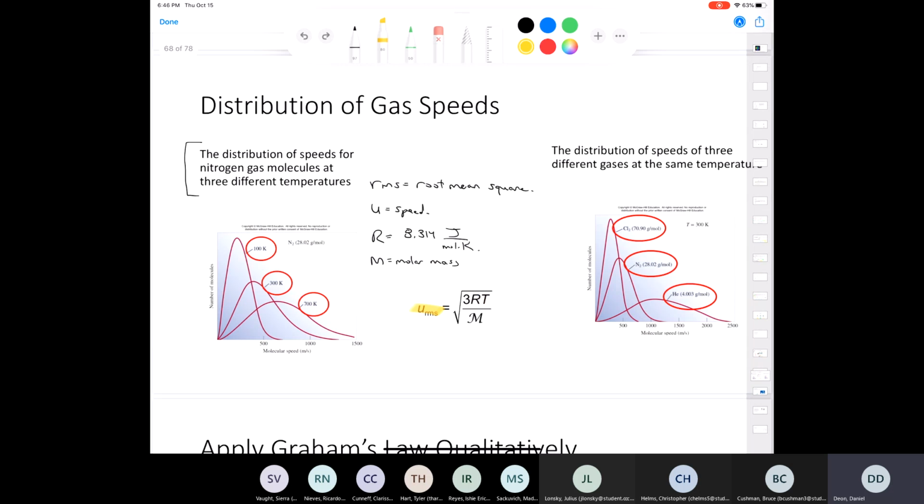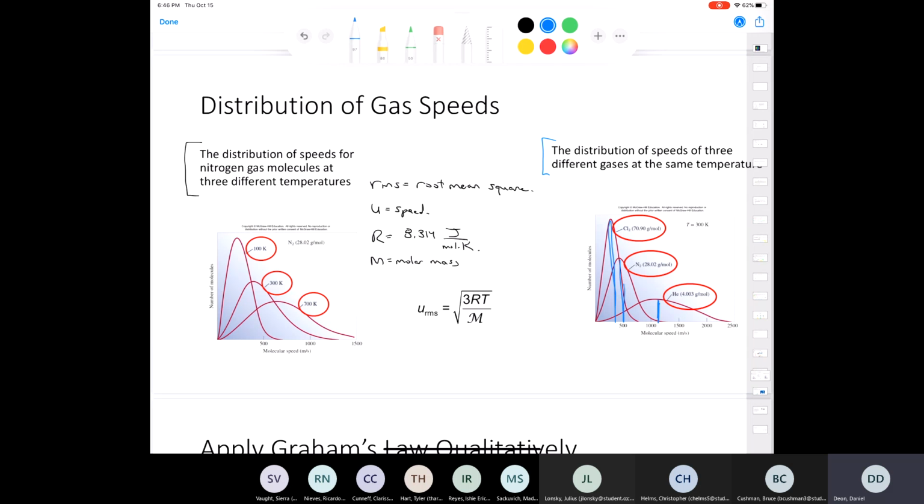Now I want you to look at the graph that's on the right-hand side of the screen. Here's the distribution of 3 different gases, but they're all at the same temperature. They're all at 300 Kelvin. And you notice that when you have a light gas, like helium, which only weighs 4 grams per mole approximately, its average speed is much greater than that of nitrogen, which is 28 grams per mole. And its average speed is even more than that of chlorine, which is around 71 grams per mole.